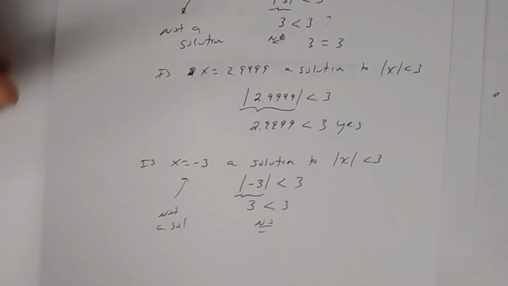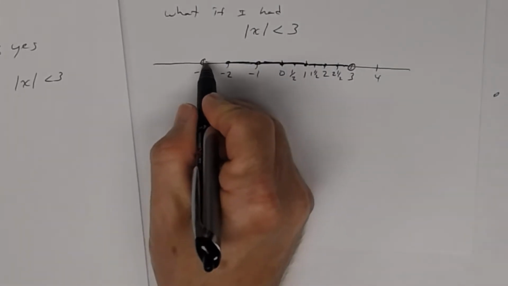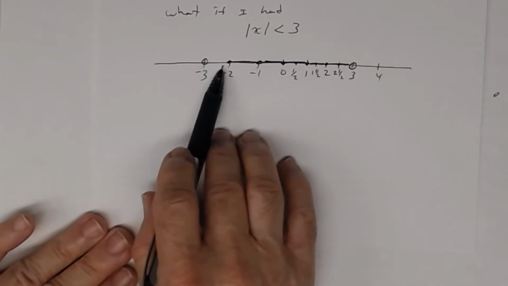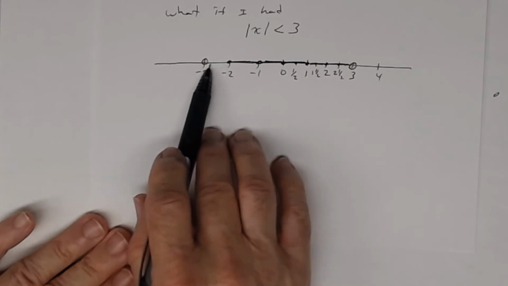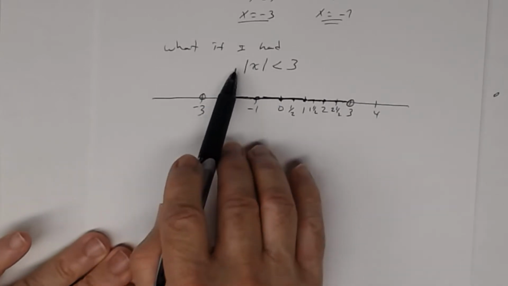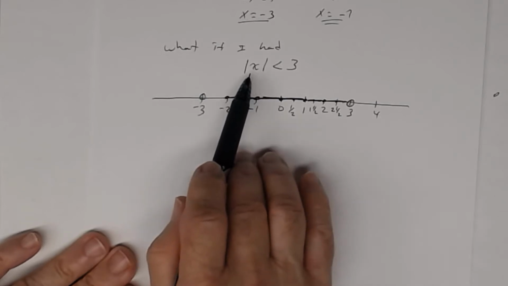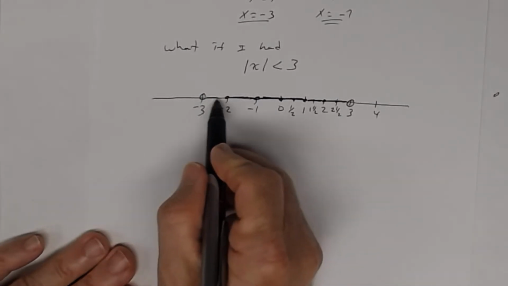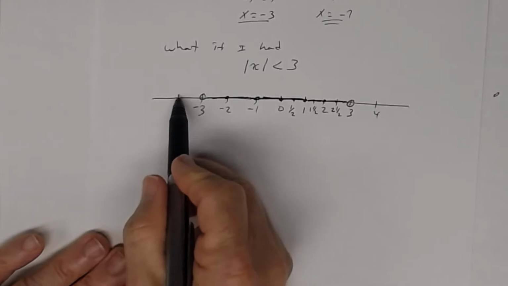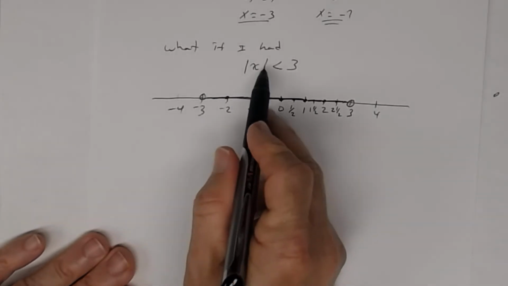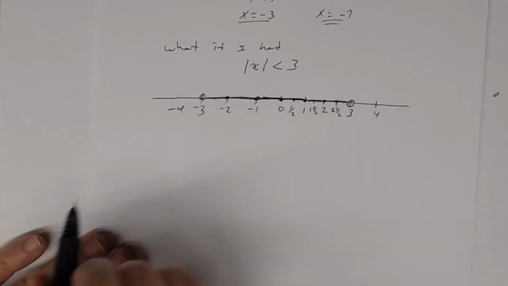All right, so right away I'm going to put that in open circle. And then if you notice, if you pick a number between -3 and -2, let's say -2.5, the absolute value of -2.5 is a positive 2.5, and 2.5 is less than 3. So all these are solutions. And if you look at -4, just like we did 4, the absolute value of -4 is 4. 4 is not less than 3.